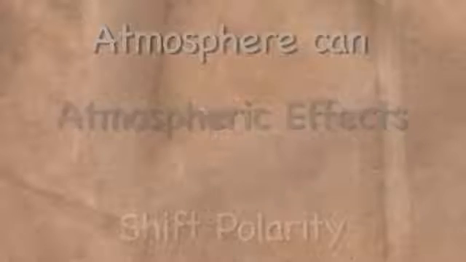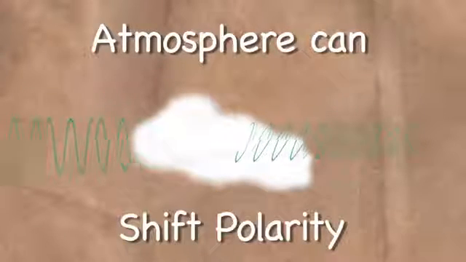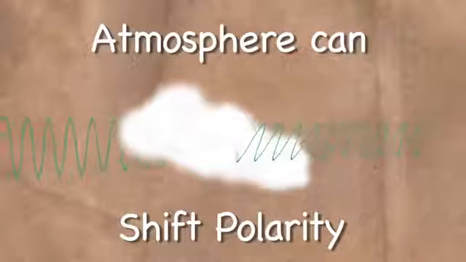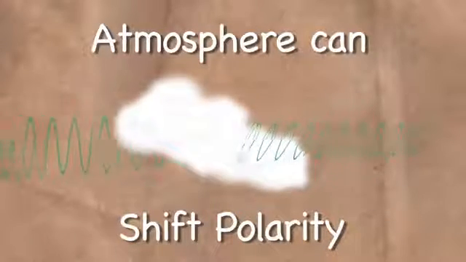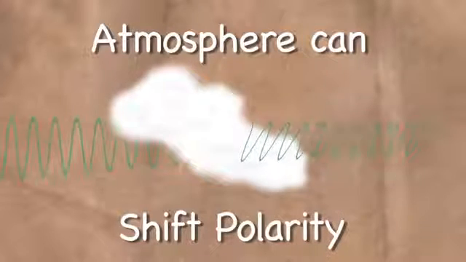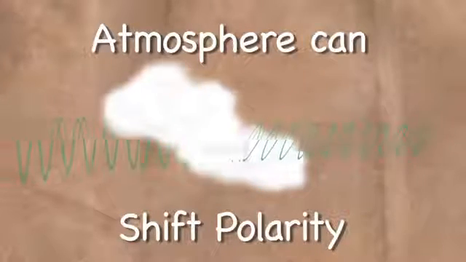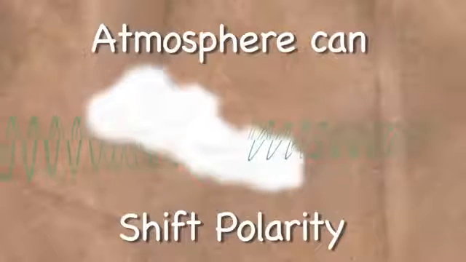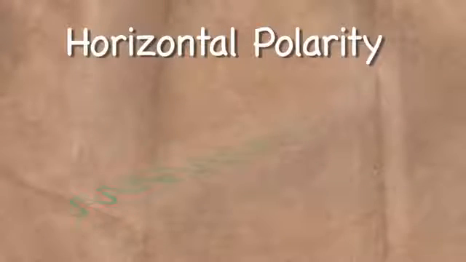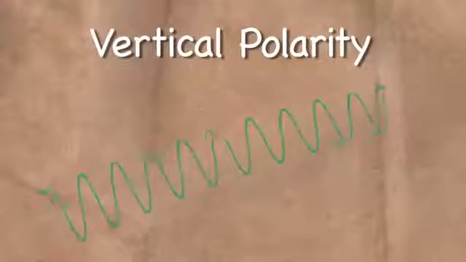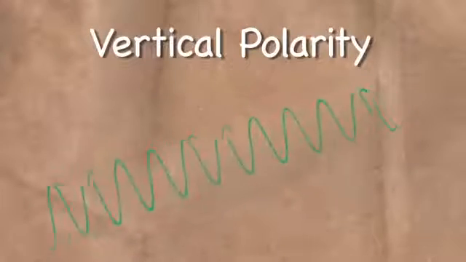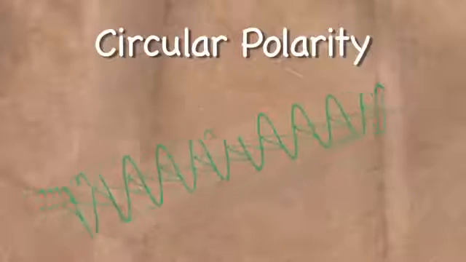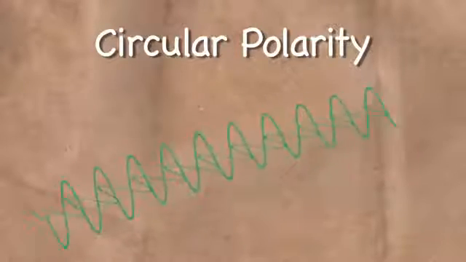While traveling through the atmosphere, radio waves can have their polarity altered or shifted. An RF signal's polarity may become tilted by several degrees, making it harder to be received, since it no longer matches the orientation of the receive antenna. To reduce this effect, some broadcasters transmit both horizontal and vertically polarized radio waves. This is called circular polarity when both power levels are equal.